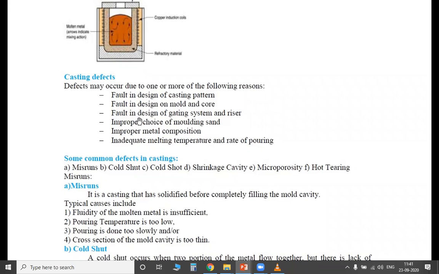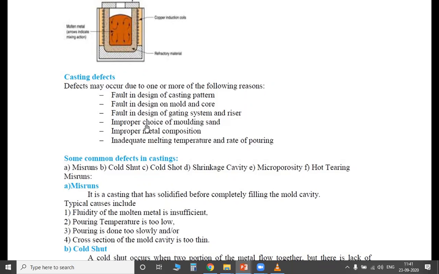The next one is a fault in designing the gating system and riser. The gating system and riser are very, very important. That is why, when we do the sand casting in our lab, we will see that the gating must be in a correct manner. It must not be a high flow. It must be a smooth flow and very short. It must be very small, not very big, the gating system. The same with the riser. Why is the riser used?